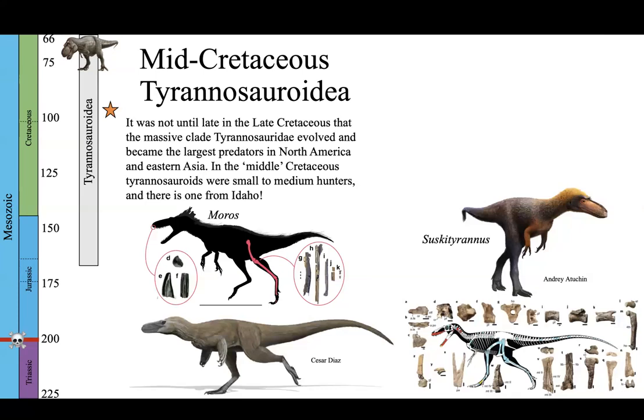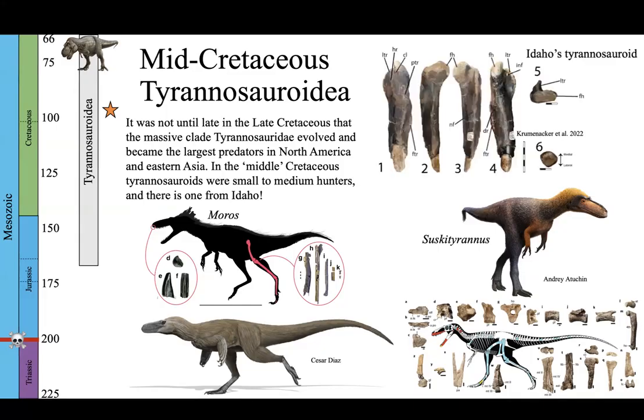There's a couple animals from the middle part of the Cretaceous, Moros from Utah and Siskiyutyrannus from New Mexico. These are both relatively new dinosaurs, named in the last 5 or 6 years. And what's really fun is that in Idaho, we have here in our state fossiliferous Middle Cretaceous rocks that you guys have seen a few times already in this class.